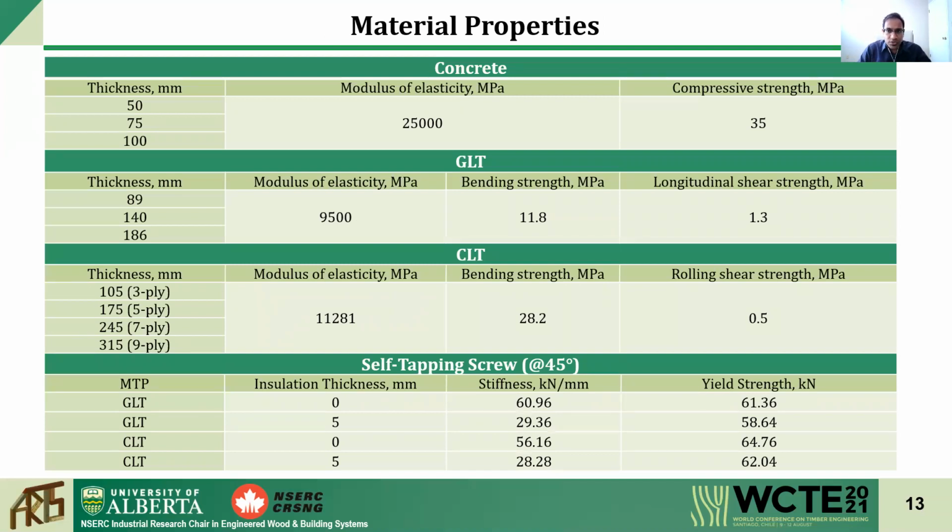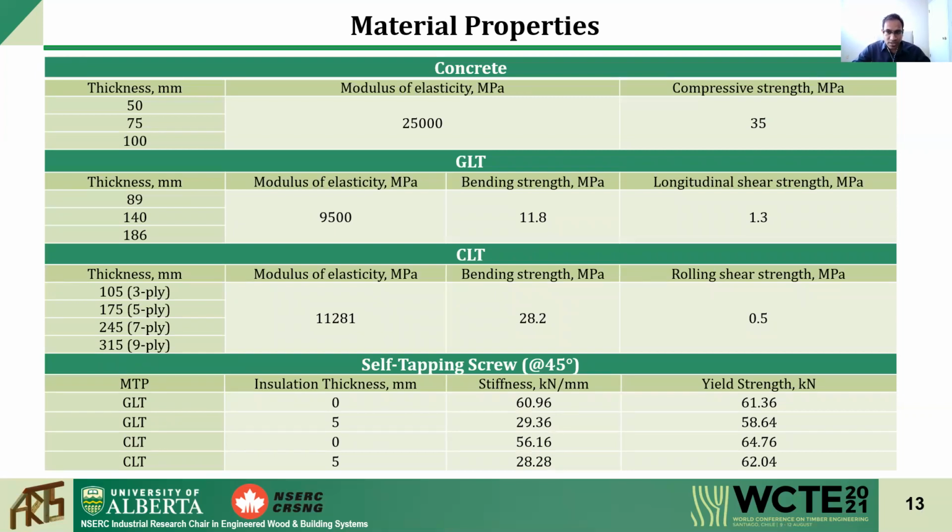The material properties used to develop the span tables are shown in the table. Here we use three thicknesses of concrete: 50, 75, and 100 millimeters. We use normal concrete of 35 MPa. We use GLT and CLT, with three thicknesses of GLT and four thicknesses of CLT. And finally, for the connector, we use self-tapping screws at a 45-degree angle, and we only use one diameter of 11 millimeters. These connection properties were calculated based on a previous study of the author.